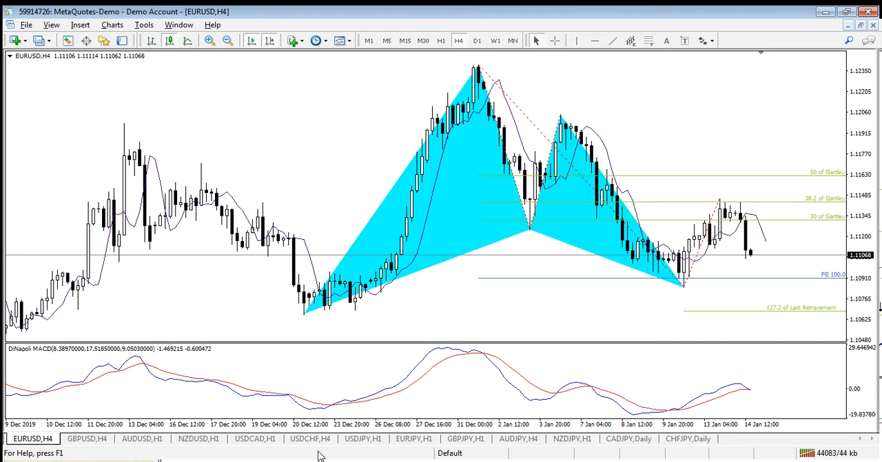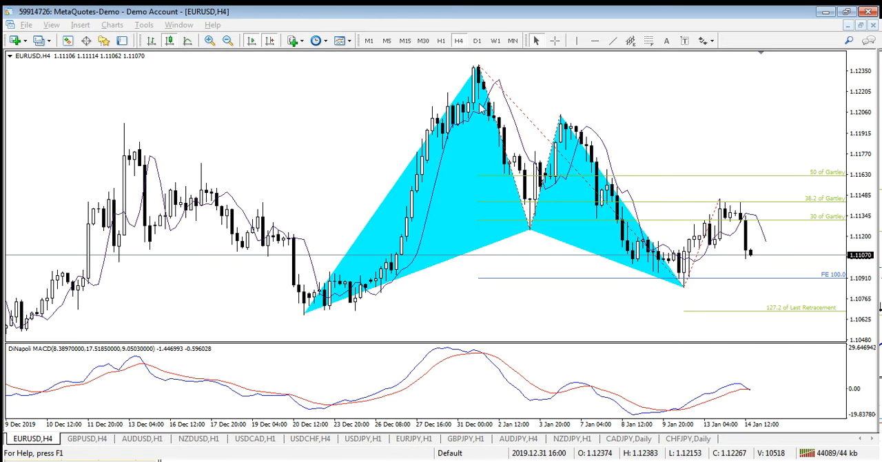Hi, fellow traders. Here is a fresh analysis on EUR USD. So now we have a clear bearish setup and trend, as well as every other tool is showing that we should sell right now. So I'll explain what happened after this Gartley before I proceed to illustrate the sell scenario.